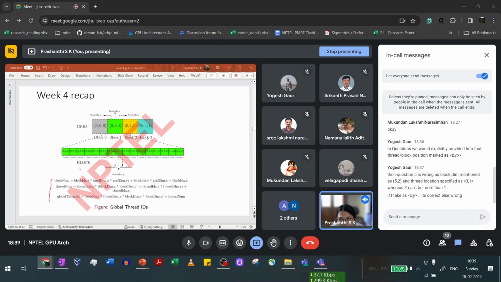Okay, so first, how do we calculate the block and the thread number? The block number is calculated as blockIdx.z into gridDim.x and y, the product of the two, plus blockIdx.y into gridDim.x plus blockIdx.x.